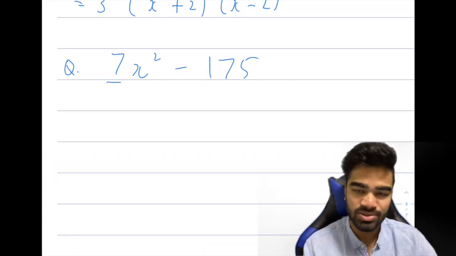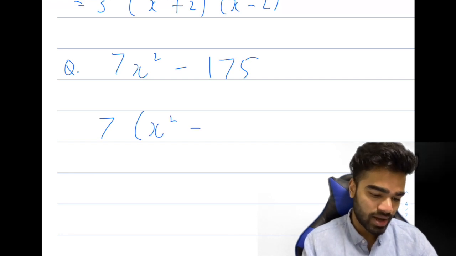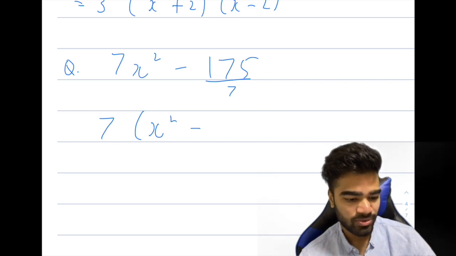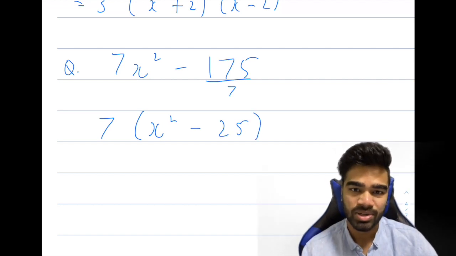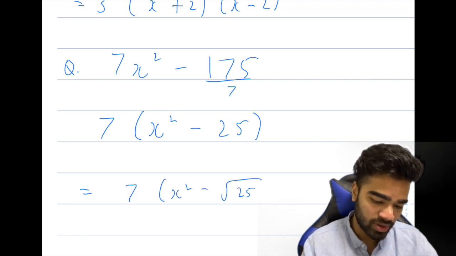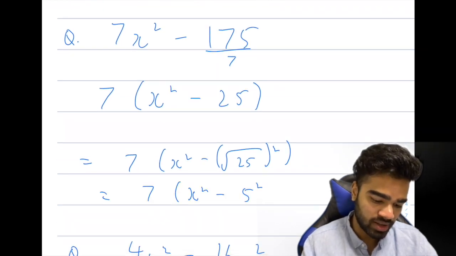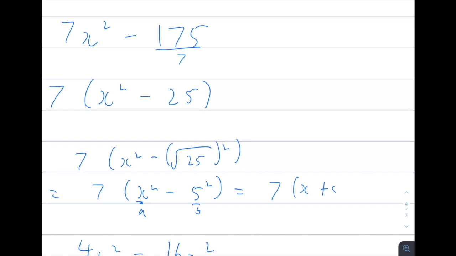This question, same thing. Obviously 7 is not a square number, and 175, even if you square root it, it's not any whole number. So what you can do instead is take the 7 out. 7 times x squared. Now, what's negative 175 divided by 7? 7 times 20 is 140, so it would be 25. Okay, so x squared minus 25. Then factorize as normal. 7 times x squared, 25. I'm going to square root 25 and square it again, like we did before. So that's going to be 7 times x squared minus 5 squared. So this is our a, this is our b. We're ready to factorize. 7 times x plus 5 and x minus 5. A plus b, a minus b.